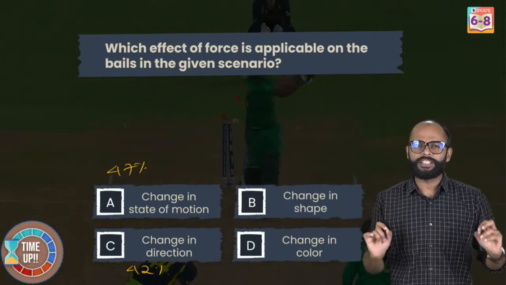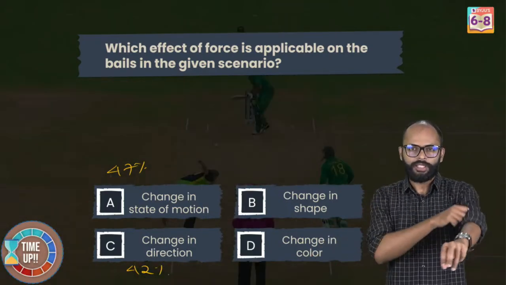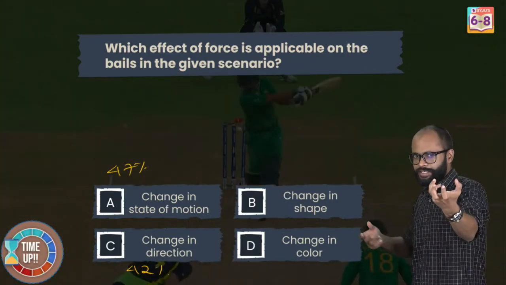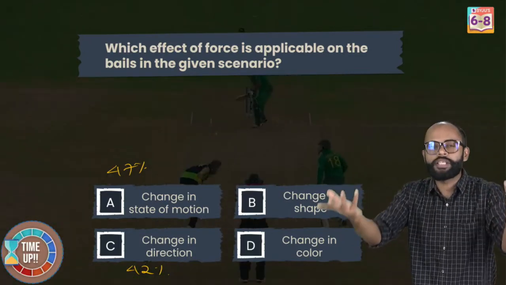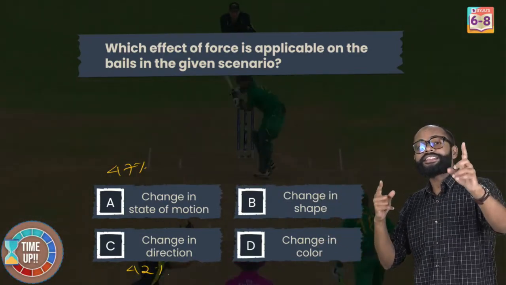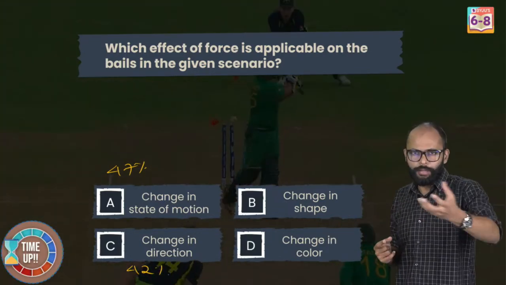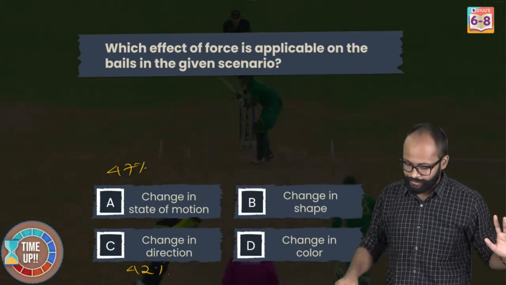Bails, look at the bails. Bails kya hoti hai? Gilli. Hai na? In Hindi we call it gilli. So what are bails? Bails were at rest. When the ball struck the stumps, the bails went off. It is change in state. Bails were coming in motion from rest. Bails rest pe thi, ab wo motion mein aa gayi hai. So option A is the correct answer.